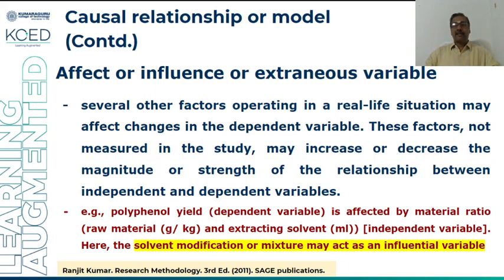Third point is extraneous variable or influencing variable, which may affect indirectly in measuring the response. You will be using a set of variables termed as independent variables to measure the dependent variable or a response. So independent variable will be the input, dependent variable will be the output. Between these two, something will influence, something will affect. That type of variable is actually termed as extraneous or influence or affect variables.